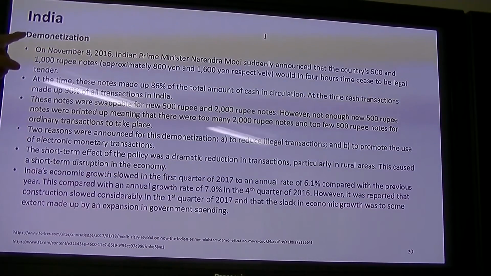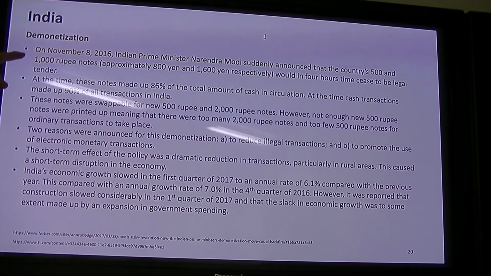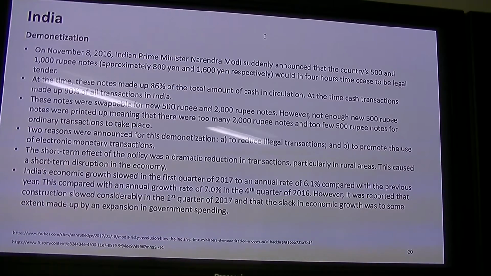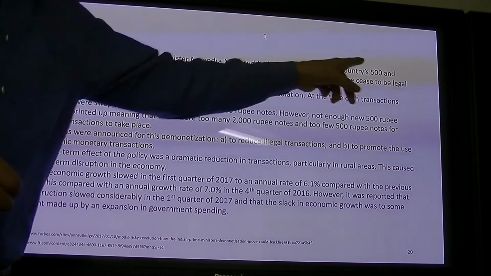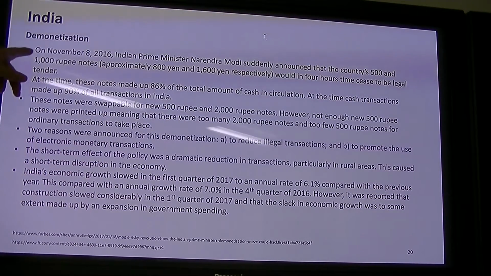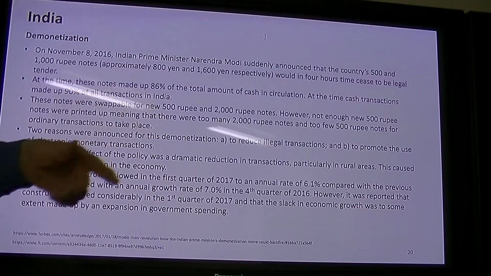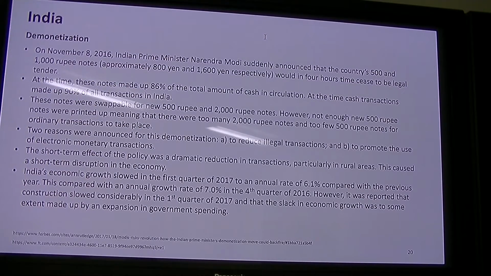I've talked a little bit about demonetization. On November the 8th, in the evening, about 8 in the evening, the Prime Minister got on television and said that at midnight on November the 8th, the 500 rupee and 1,000 rupee notes would not be legal tender. In 4 hours. Surprise! That's what he did.